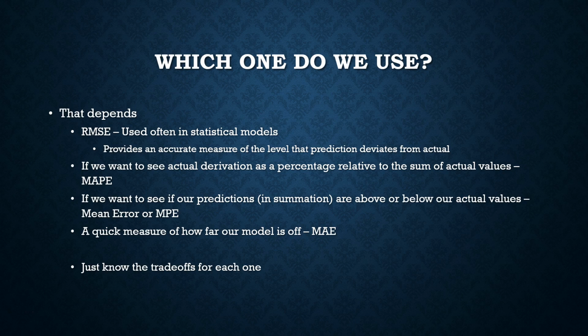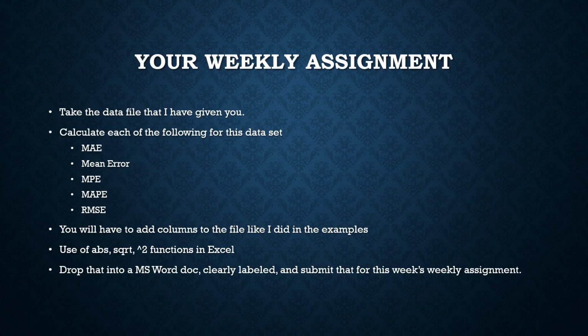And now you have an assignment. Your weekly assignment. You're going to take the data file that I have given you. It's posted in the Canvas course. You're going to calculate each of the following for this data set: mean absolute error, mean percentage error, mean absolute percentage error, and root mean squared error. And you will have to add columns to the file like I did in the example. You can do this all in Excel.